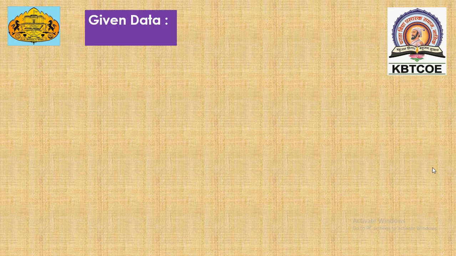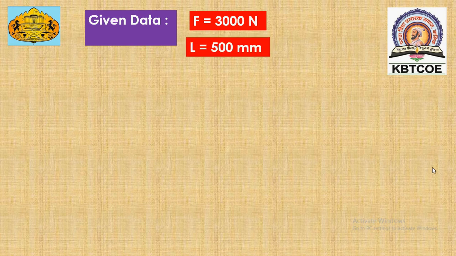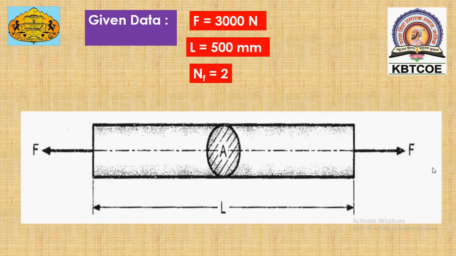Now we'll see the given data for this optimization problem. Force is given, that is 3000 Newton. Total length of the bar is 500 mm. Factor of safety is equal to 2. Now see, this circular cross-section bar having cross-sectional area A is subjected to the tensile force F, which is acting from both sides. The length of the bar is L.